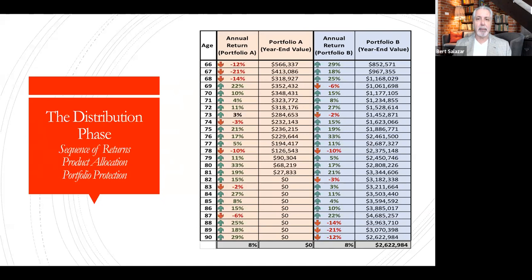If you look at that, take a look at what happened. In portfolio A, by the time the client reaches the age of 82, they actually ran out of money. Houston, we have a problem. These clients have actually run out of money before they run out of life.